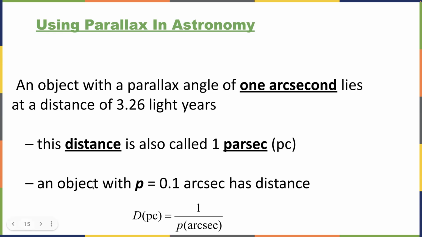So if you have an object which has a parallax angle of 0.1 arc second, it will have a distance of actually 10 parsecs, right? The way that you calculate it is you just use this equation. I'm only giving you the equation here, but it is very simple. If you need to look at how you can prove it, it's a very simple proof. You just go and look at it on the internet.